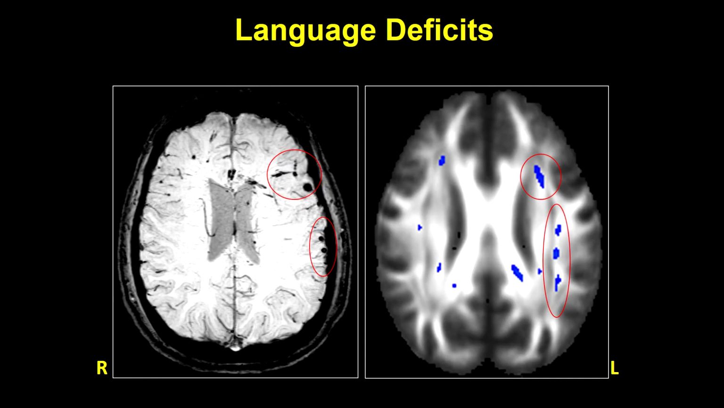Now, this person had some language deficits, albeit mild. Language is located in the left hemisphere predominantly. We can see on the SWI a lot of hemorrhaging along the cortex in the frontal lobe as well as the temporal lobe, and we see corresponding abnormalities on the DTI in the left hemisphere.